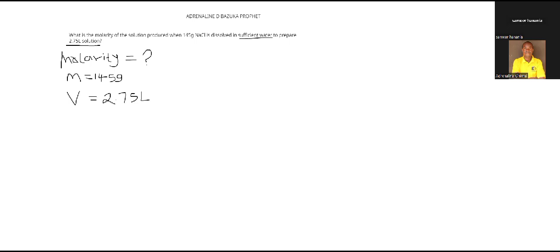Remember, I've told you that C is equal to N over V. Is that clear? Uh-huh. So convert this mass to mole. So N is equal to, is it not, mass over molar mass? Uh-huh. Which is equal to, the mass is 145, right? Yes. Divided by, what is the molar mass?